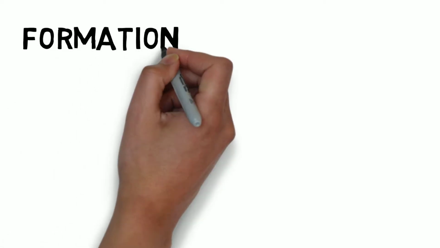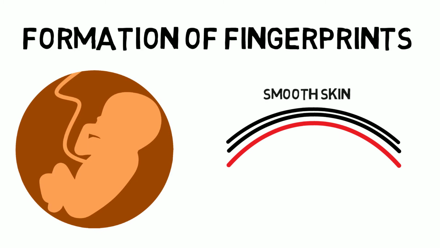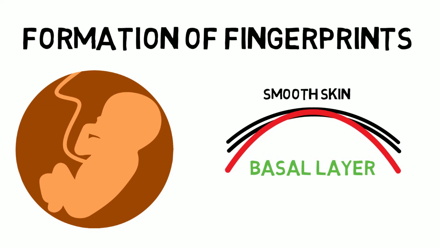Your fingerprints begin to form before you were actually born. When a fetus starts to grow, the outside layer of its skin is smooth. But after about 10 weeks, a deeper layer of the skin, called the basal layer, starts growing faster than the layers above it, which makes it fold, turn, and twist.